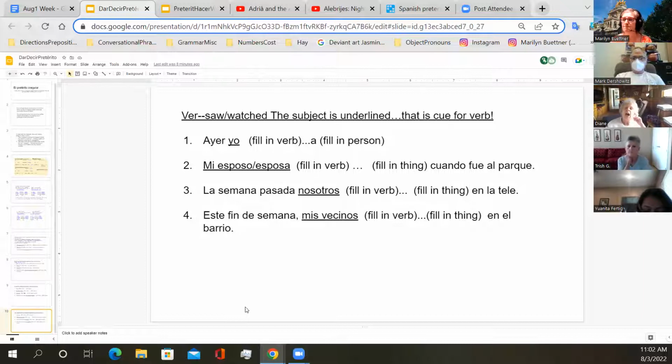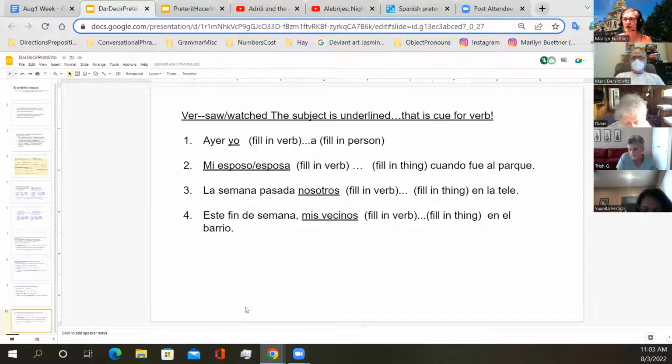Ayer yo vi a un hombre en un Tesla. Vi a un hombre en un Tesla. I saw a man in a Tesla. Bien. Ayer yo vi 3 coyotes. Bien. Fantástico. Ok. ¿Algo más?